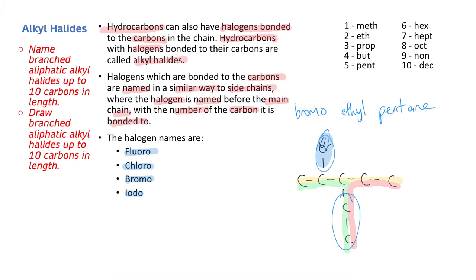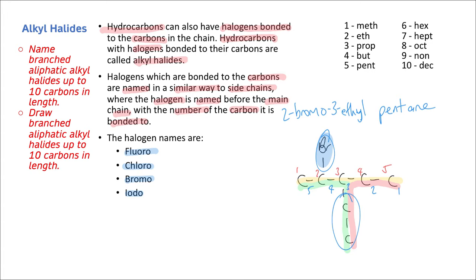What number should we put it on? Let's have a look at our options. We could number it this way, 1, 2, 3, 4, 5, or this way, 1, 2, 3, 4, 5. Which one should we pick? We should pick the red way so that the bromine is on the number 2 carbon, which makes it the lowest number. So that means this is a 2-bromo pentane, and the ethyl is on the number 3 carbon, so it's a 3-ethyl pentane.